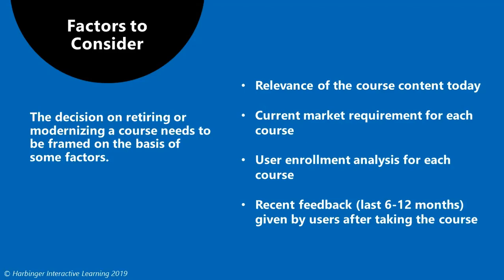We can also look at user enrollment data for each course. Depending upon the popularity of the courses, the higher the enrollment rate of a particular course, the higher the probability of qualifying it for a modernization initiative. And then eventually we can also look at the user feedback, probably for a time period of the last 6 to 12 months, which the actual learners would have given after taking the course. We could consider all these aspects, and based on the outcomes, we could take a decision whether a particular course qualifies for modernization or should get retired.